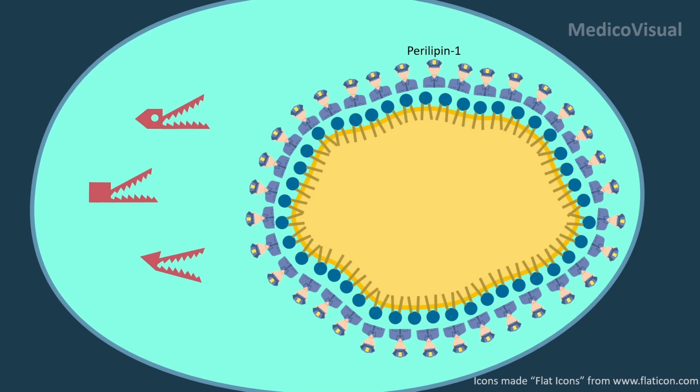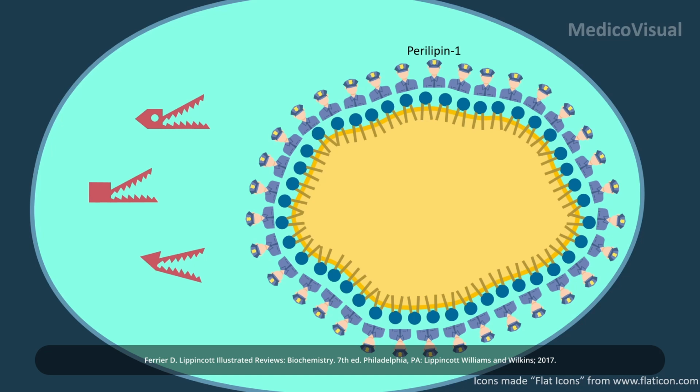And by the way, remember that this perilipin is specialized mainly for adipocytes. At some other places, perilipin 1 is also present. For example, I think in the adrenal cortex perilipin is present, but mainly it is part of the adipocyte. And here the function of this perilipin 1 is that it guards the lipid droplet.